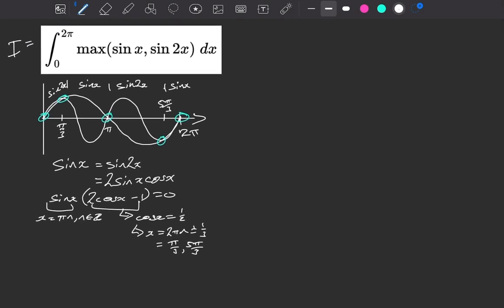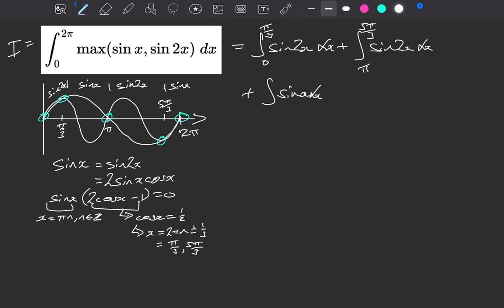So we can rewrite our integral in terms of these limits. So we want the integral of sine 2x between 0 and 1/3 of pi, and also the same integral, sine 2x, between pi and 5/3 of pi. Plus then the integral of just normal sine of x from pi on 3 to pi. And again the integral of just sine of x at the end, between 5/3 of pi and 2 pi.